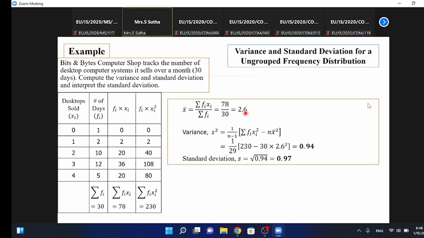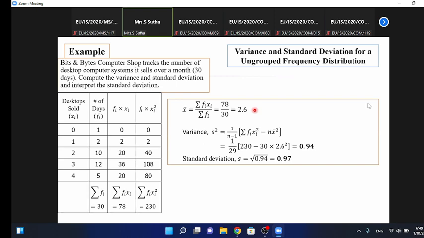Right. Then variance: to what extent are these sales deviated from the mean value? Now we are going to summarize these 30 observations by this x bar of 2.6. If we want to see how the other values are clustered around the mean value, we need the variance and the standard deviation.